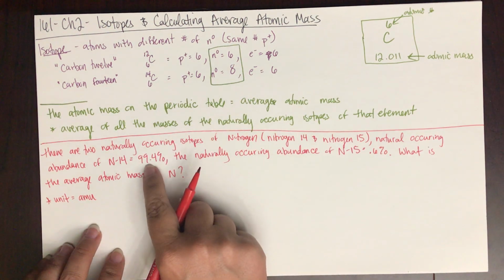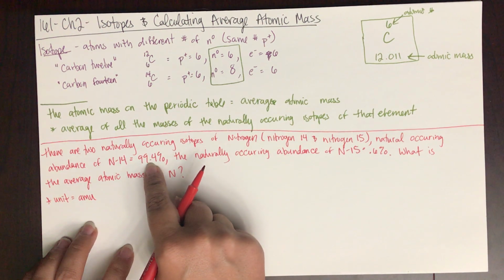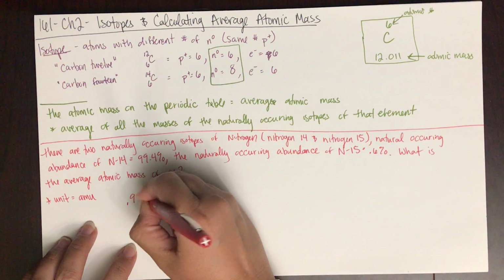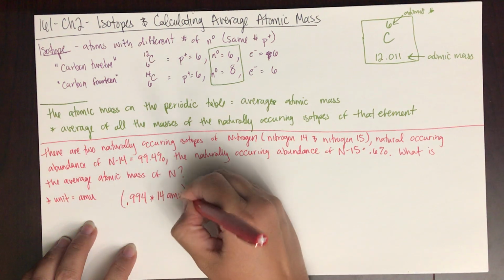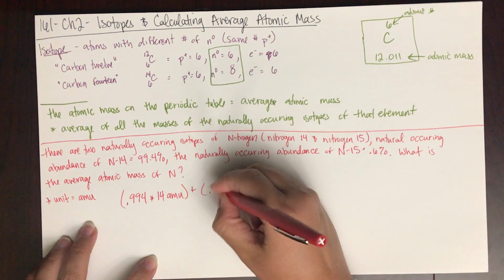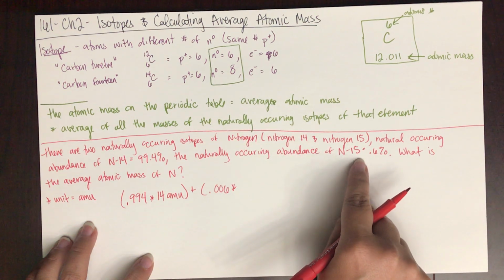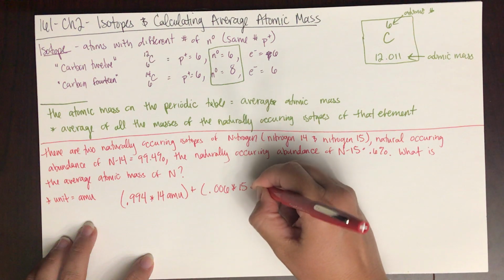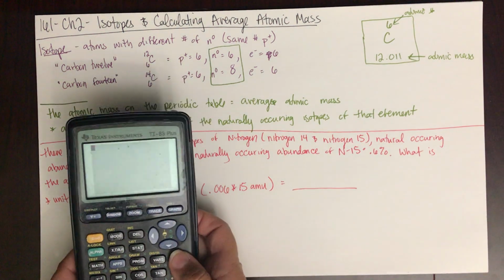Remember this is a percentage, so when you multiply by a percentage, you divide by 100, because remember percent, cent means 100, percent means out of 100. So I'm going to say 0.994 times the mass, 14 AMU, plus, remember, percent, so out of 100, divide by 100, 0.006 times the naturally occurring abundance of nitrogen 15, 15 AMU, is going to give me the average atomic mass.